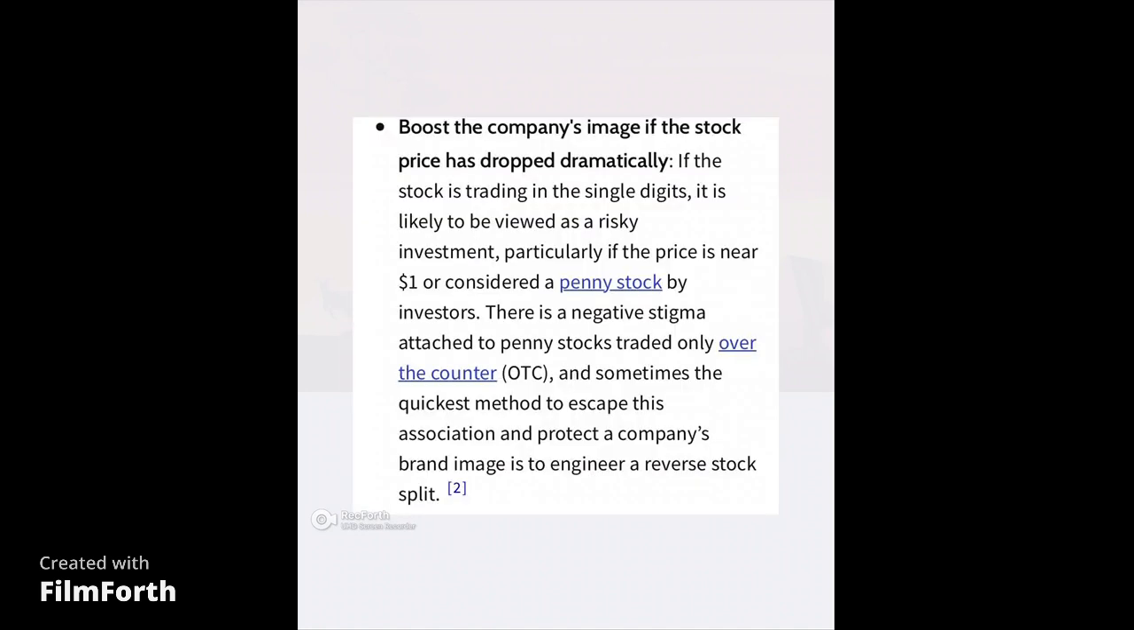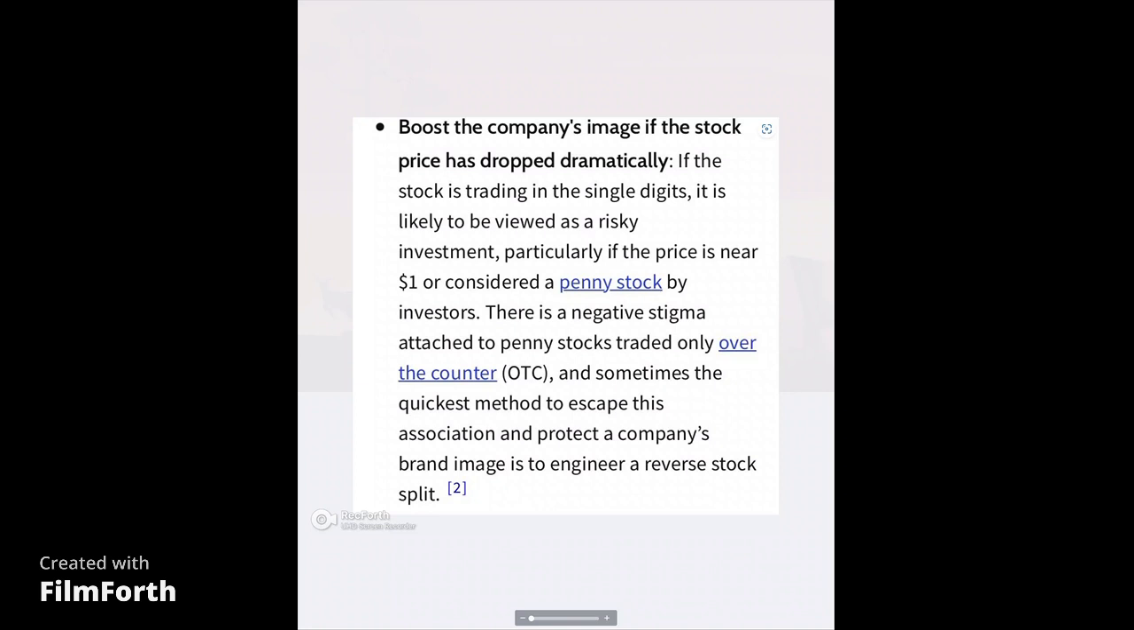Another reason that they can be done is to boost the company's image if the stock price has dropped dramatically. If the stock's trading in the single digits, it's likely to be viewed as a risky investment. Remember that the bigwigs on Wall Street generally don't like stocks that are anything under $5. They consider them penny stocks. So if it's trading in the single digits, it's likely to be viewed as risky, particularly if the price is near $1 or considered a penny stock by investors.